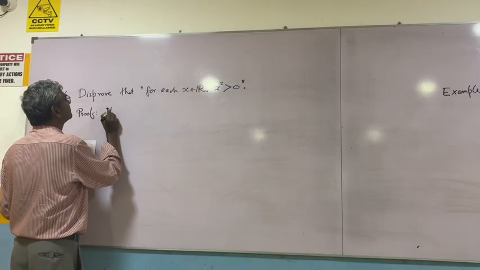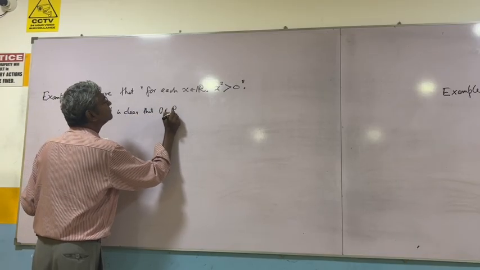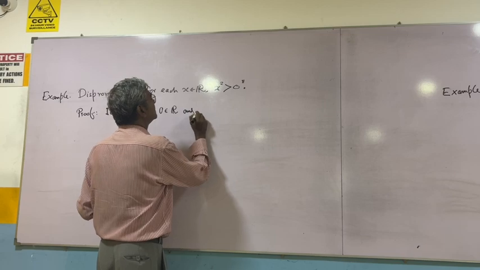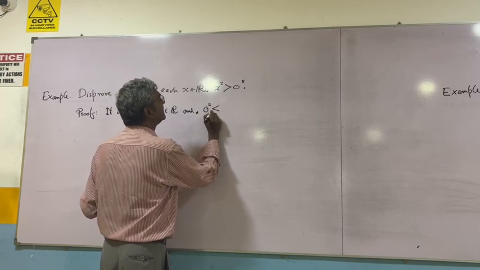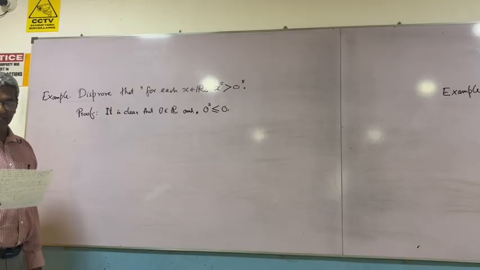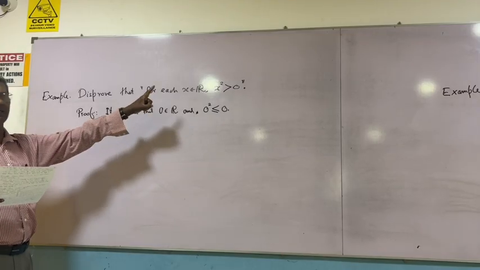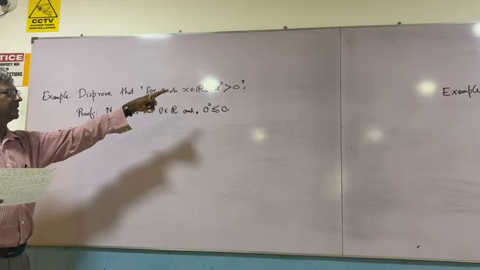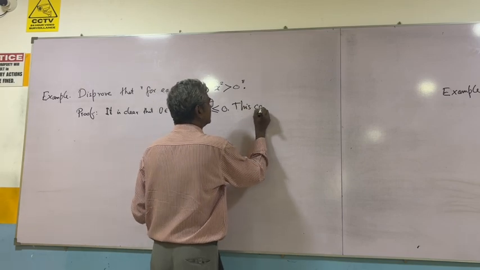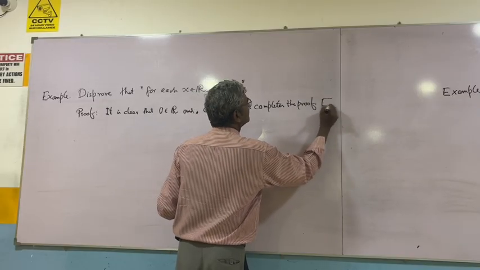It is clear that 0 belongs to R and 0 squared less than or equal to 0. We have proved it. There is one real number, and one is enough for us, such that x squared greater than 0 is false. So I will write, this completes the proof, without spending too much time. Then the usual box.